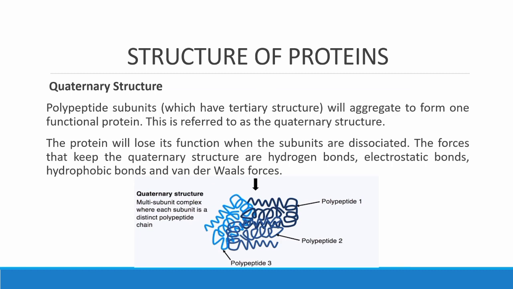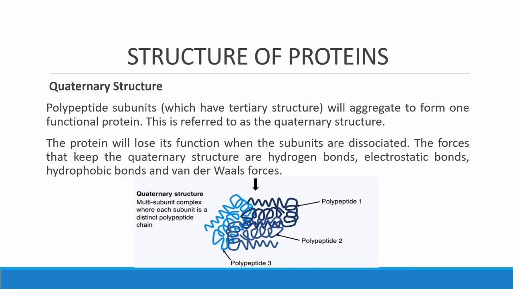It talks about when there's interaction between one or more polypeptide chains, and this forms the whole quaternary structure. But when just one of these polypeptide subunits is dissociated from this quaternary structure, the protein loses its function. The forces that keep the quaternary structure together are hydrogen bonds, electrostatic bonds, hydrophobic bonds, and van der Waals forces. And from the figure we have here, we see we have 3 polypeptide chains.